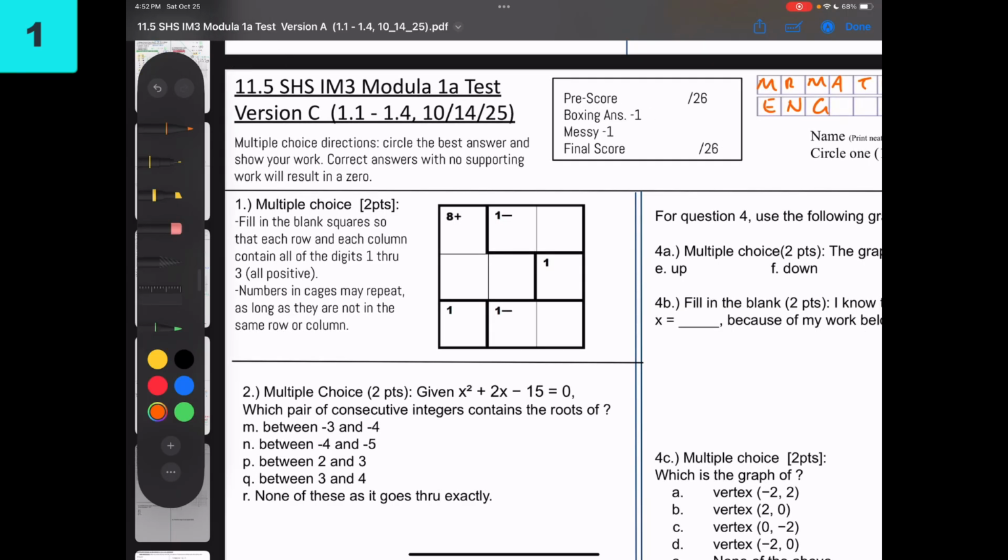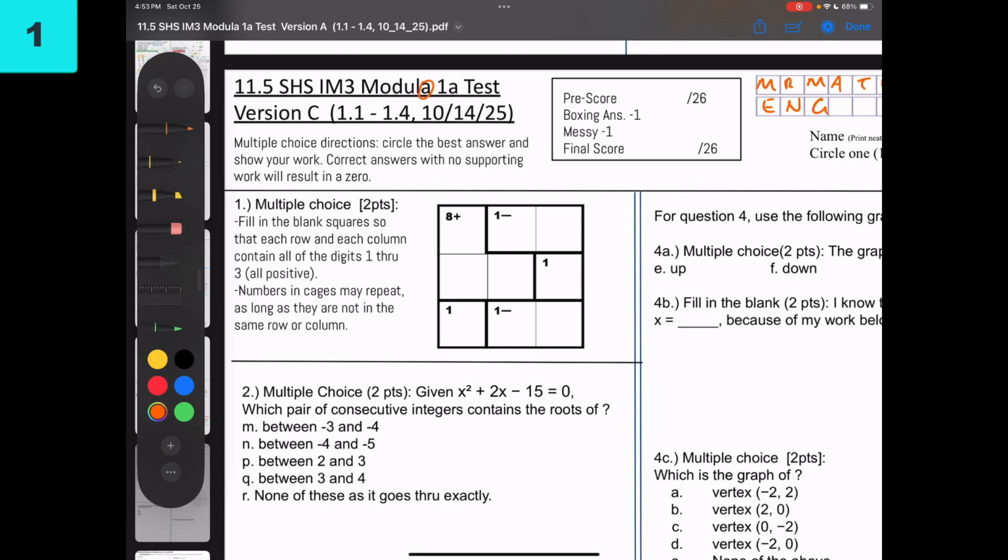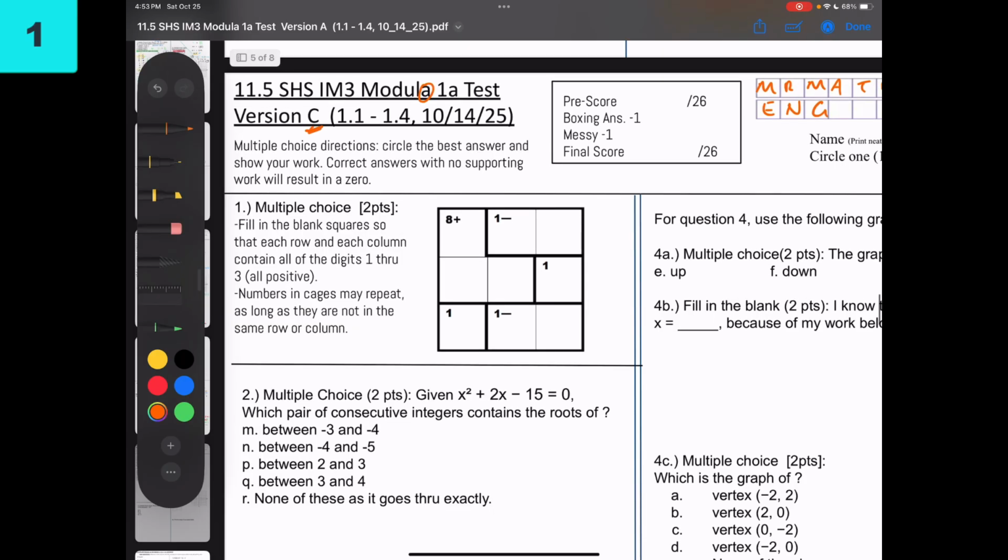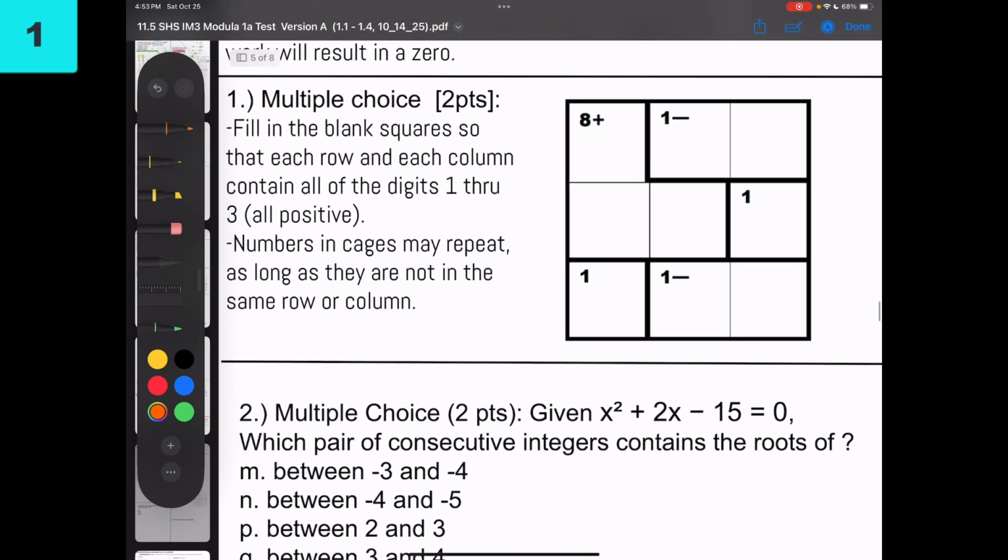Hey guys, this is 11.5. This is Savannah's Integrated Math 3 module, 1A test version C, 1114, October 14, 2025. In our KenKen, you have to have the numbers 1, 2, 3, and they should all be positive. The freebies are the ones with no math operations. So I already have 1 and 1.